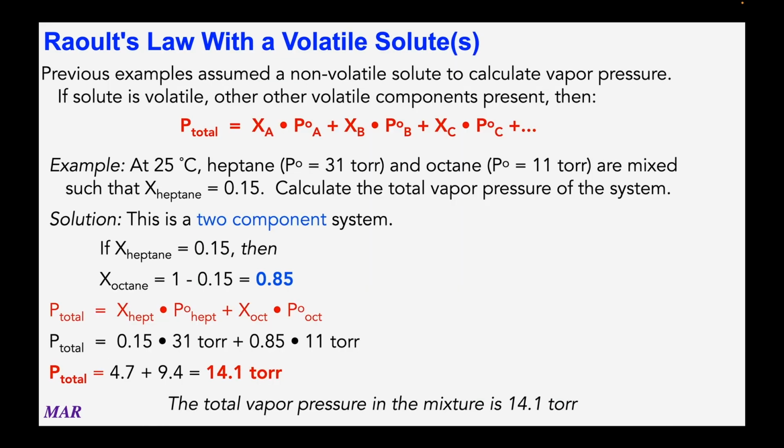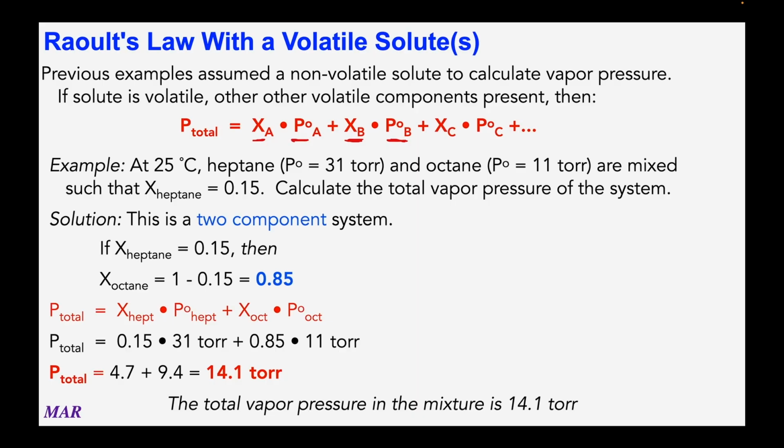Good to go. Once in a while, you can have a volatile solute or volatile solutes. And if you have to figure out then what the total vapor pressure is, you can absolutely do it. It's just a little extension. So in Raoult's law, if you have not only a solute, but a solvent, which is volatile, and remember, volatile just means you have a vapor pressure over the solution, then you just do mole fraction of the first one times the pure vapor pressure of the first component, and you add it to the mole fraction of the second one times the pure vapor pressure of the second one.